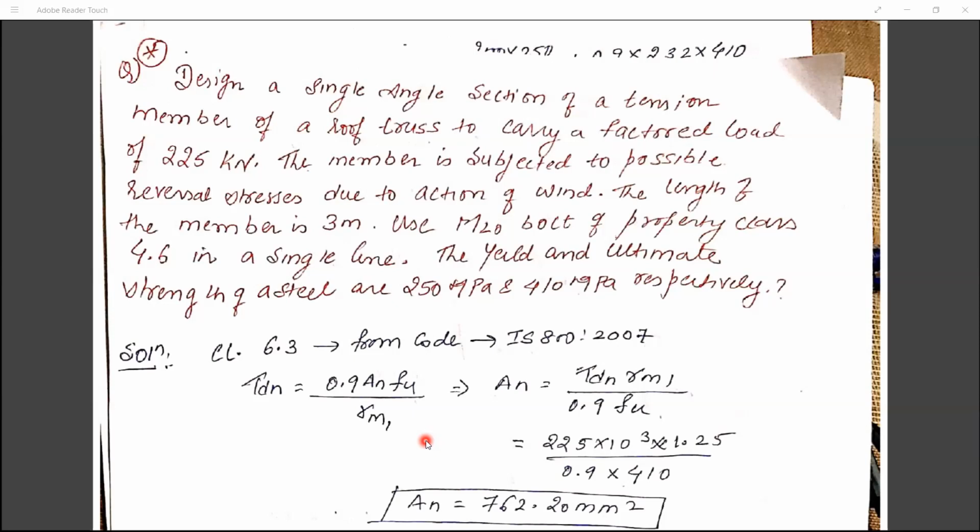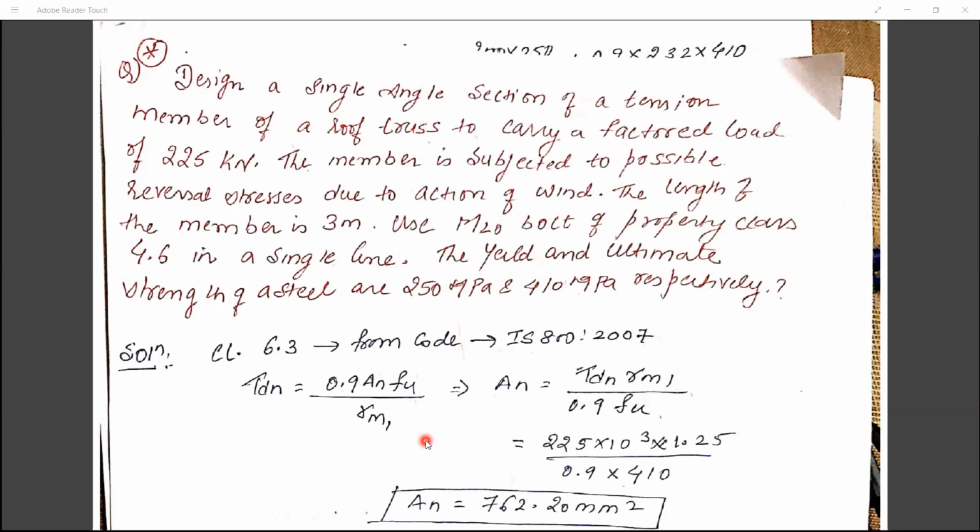So I have taken two problems, so it will be easy for you to understand. For that purpose, once again we will solve this problem. Design a single angle section of a tension member of a roof truss to carry a factored load of 225 kilonewton. The member is subjected to possible reversal stresses due to the action of wind. The length of the member is 3 meter. Use M20 bolt of property class 4.6 in a single line. The yield and ultimate strength are 250 and 410 MPa respectively.